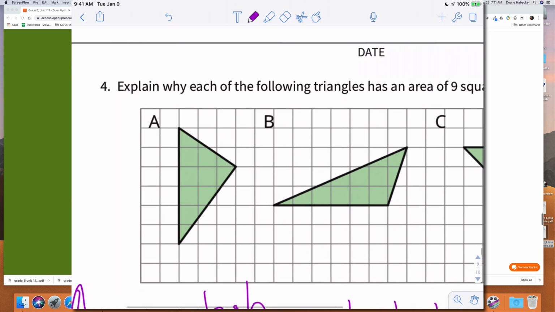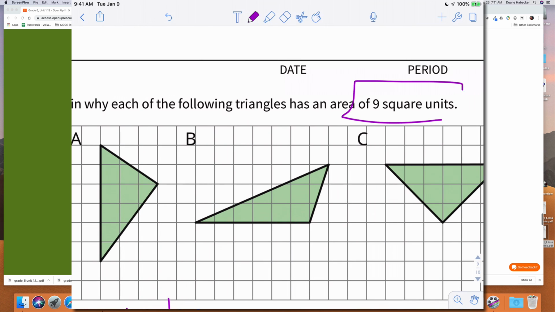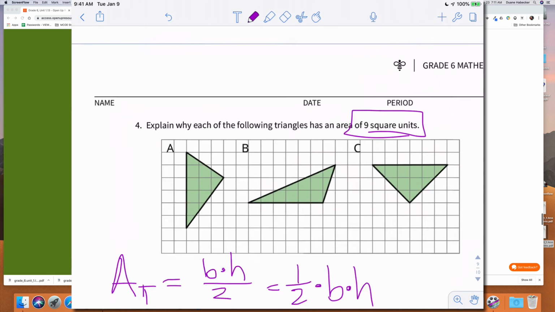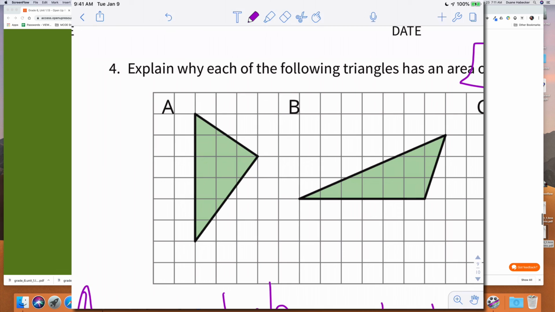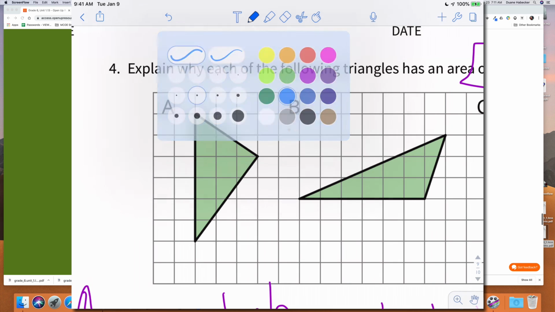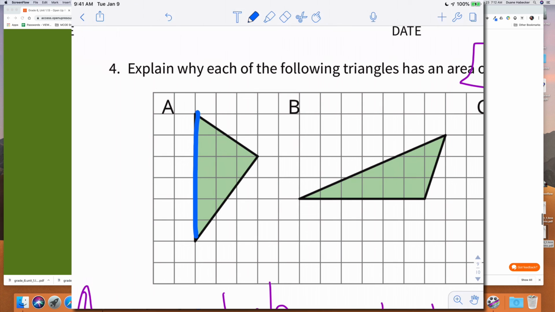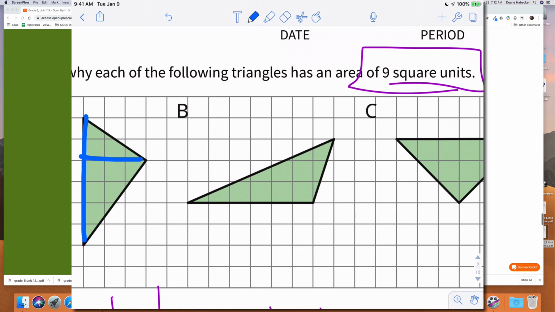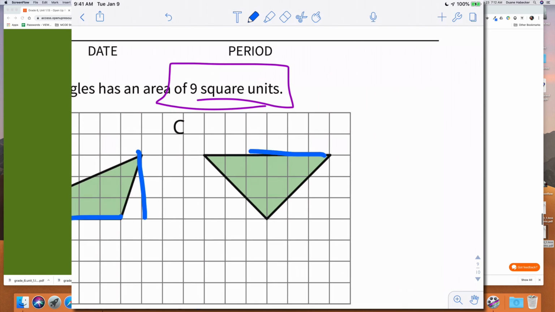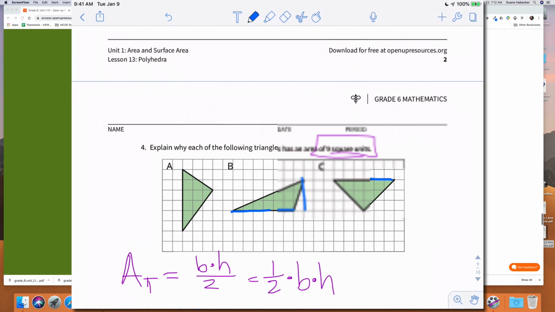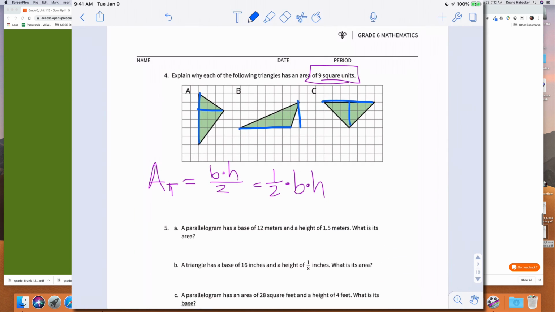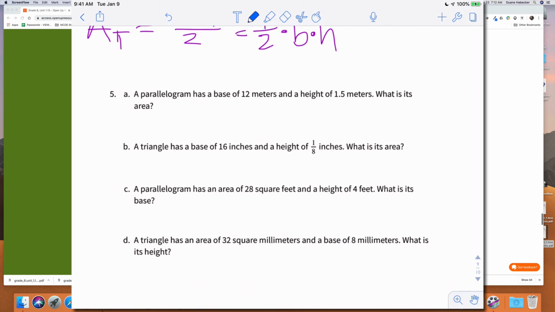Explain why each of these. So they're telling us the area is 9 square units. So we have to prove it, right? So to me, if I can find the formula and use the formula, I'm going to. So here's my base. Here's my height. Here's my base. Here's my height. Here's my base, here's my height. There you go. And if you can't remember the formula, you can always just count the individual squares inside the triangles. Looking good. All right, number 5.